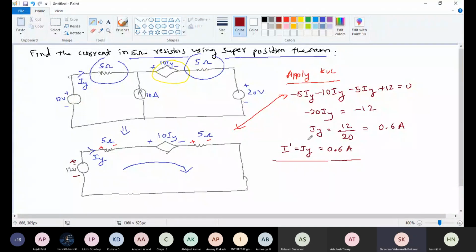Now what I'm going to do, I'm going to consider 10 ampere only. Now we'll see what will happen. I redraw the circuit.